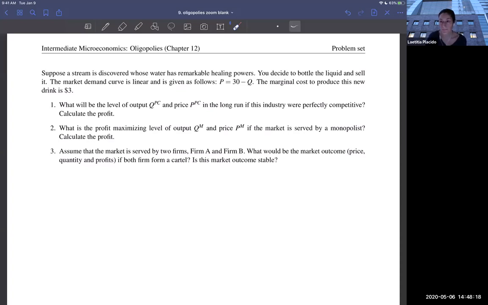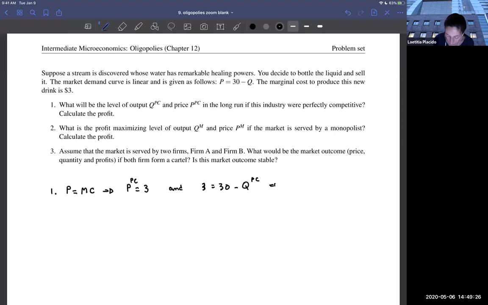So how do we do that? For question one, as usual, when you are in a situation of perfect competition, you set price equals marginal cost. That is going to give you your equilibrium. So price equals marginal cost. Sorry, I skipped a step. Price equals marginal cost means price is going to be equal to $3. That's the price under perfect competition. And what will be the equilibrium quantity in that market? Well, you just plug the price into the market demand curve, so you end up with 3 equals 30 minus Q.